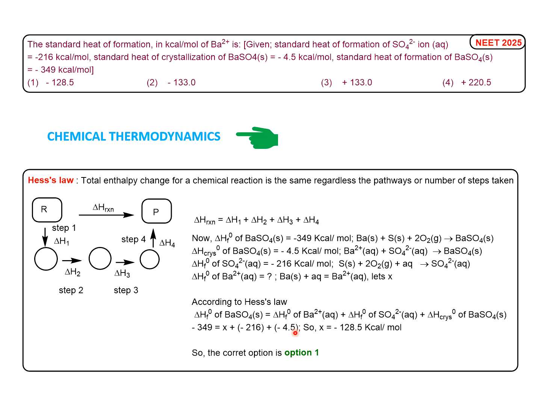So that means minus 349 is equal to X for Ba2 plus, plus minus 216 for SO4 2 minus, plus crystallization minus 4.5. So X equals minus 128.5 kilocalorie per mole. That means this is option 1. So the correct option is option 1 by calculation. So thank you guys.